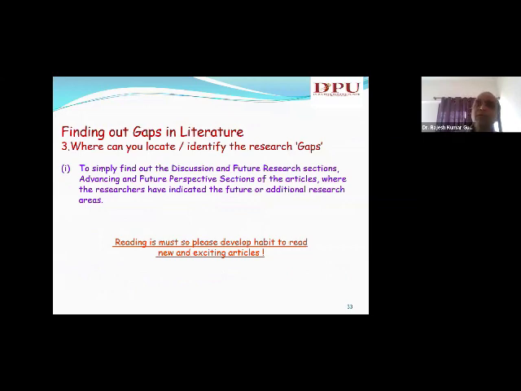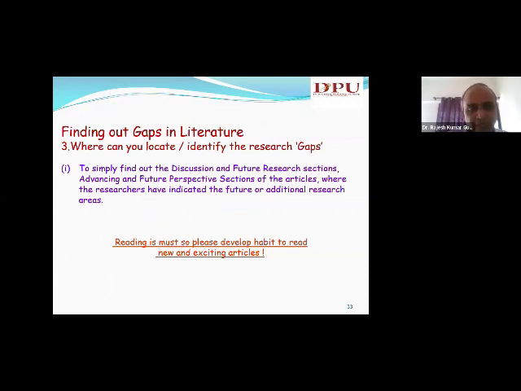Normally some people, at the end of their review, write a discussion part and future research sections, and some write advancing sections and future perspective sections. From that we can find out what the actual gaps are, what questions are still unanswered, and we can start working on developing our thoughts in that particular manner. So the most important thought from this is that reading is a must.